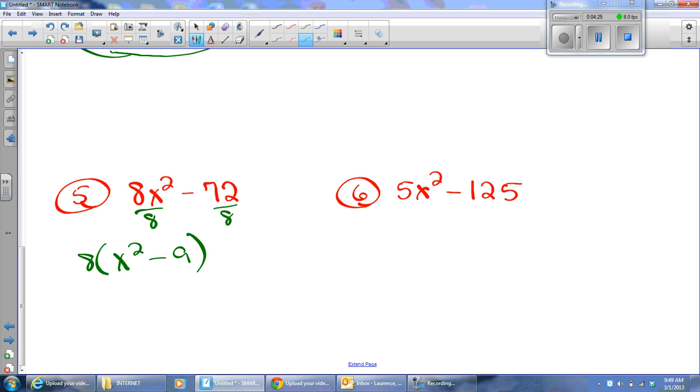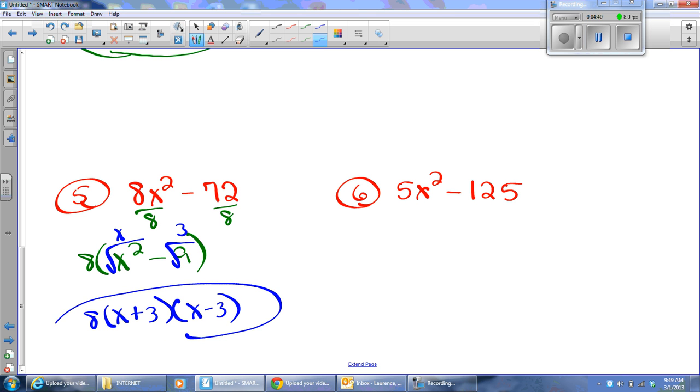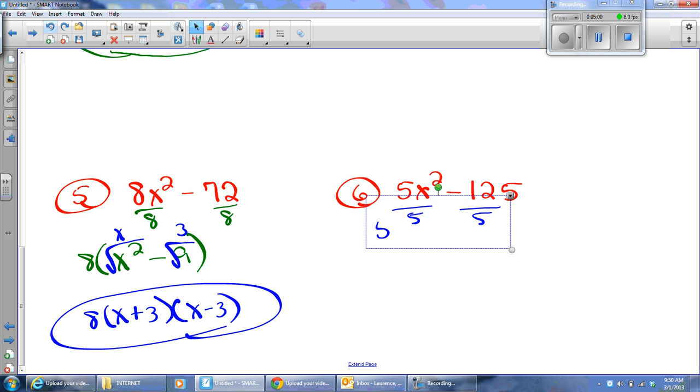And then inside here, this is a perfect square. The 9's a perfect square. So my solution is going to be 8 times the quantity of x plus 3 times the quantity of x minus 3. And there you go. Number 6 also has a GCF hiding in it. I'll bet you know it's 5. I'm going to divide by 5, which causes me to pull that 5 out. Oops. Let me undo that. There we go.